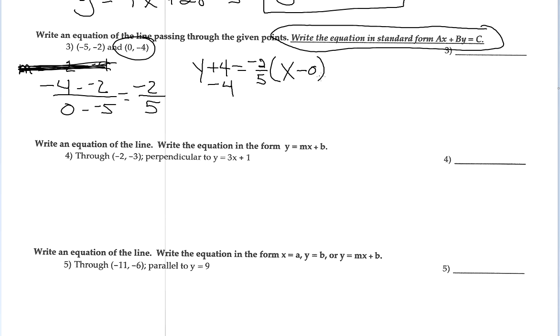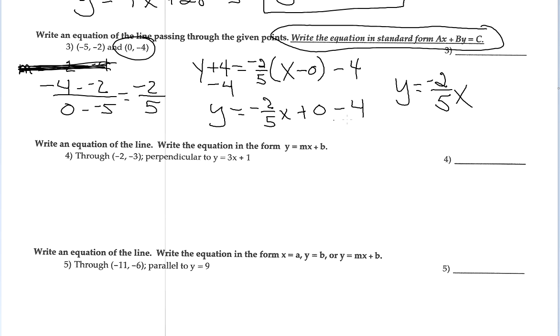So I'm going to continue on, subtract 4 here. So what have I got? y equals negative 2 over 5 x plus 0 minus 4. Okay, then you can see my last step is that y equals negative 2 over 5x minus 4.